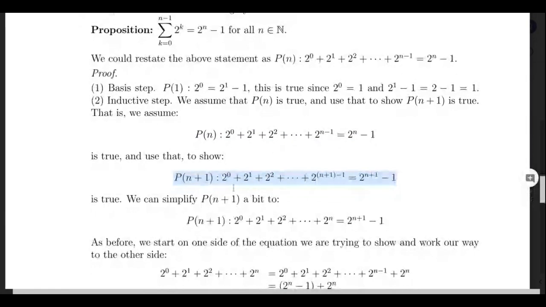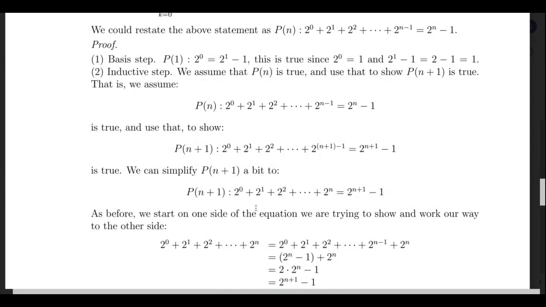So we want to show 2 to the 0 plus 2 to the 1 plus 2 squared, and so forth, up to plus 2 raised to n minus 1 plus 2 raised to n plus 1 minus 1, equals 2 raised to n plus 1 minus 1. Here the minus 1 happens in the exponent, but there the minus 1 is in the base. So now we need to calculate this left-hand side.